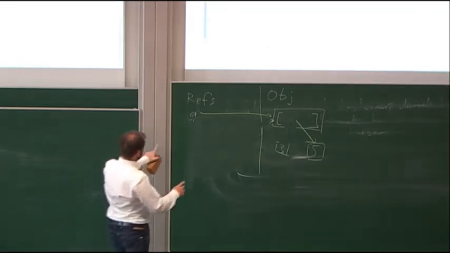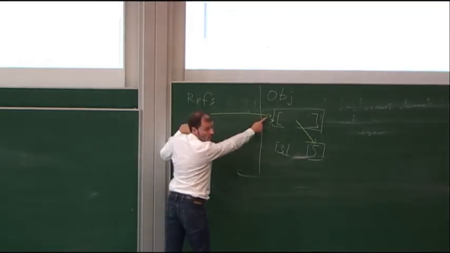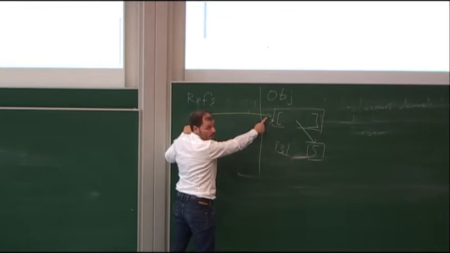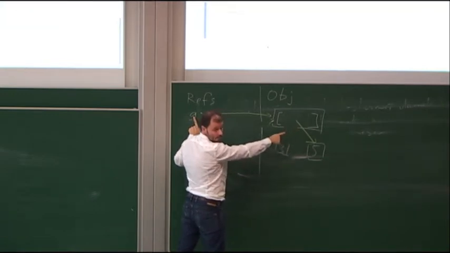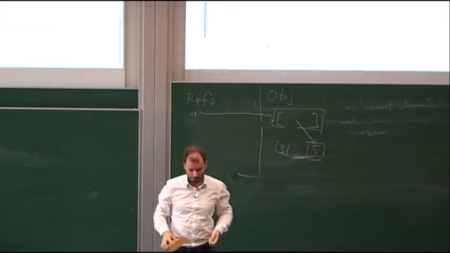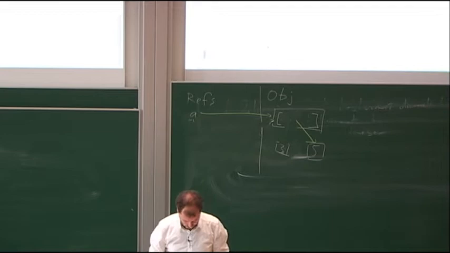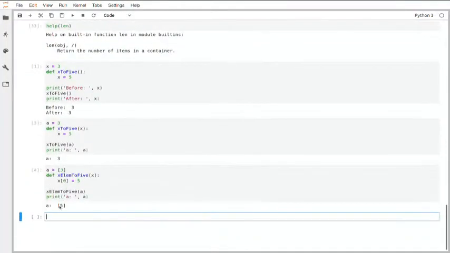So the point is that this green arrow has not changed, right? So A still points to the same object. We have just changed the object that A points to. Let's look at that. So A is now a list with one element, and that single element is a 5.